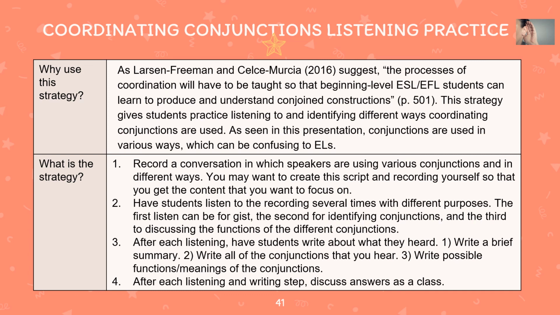The first listen can be for gist, the second for identifying conjunctions, and the third for discussing the functions of the different conjunctions. After each listening, have students write about what they heard. Number one, write a brief summary. So this is after the first listening. Number two, write all of the conjunctions that you hear after the second listening. And number three, write possible functions or meanings of the conjunctions. Number four, after each listening writing step, discuss answers as a class.